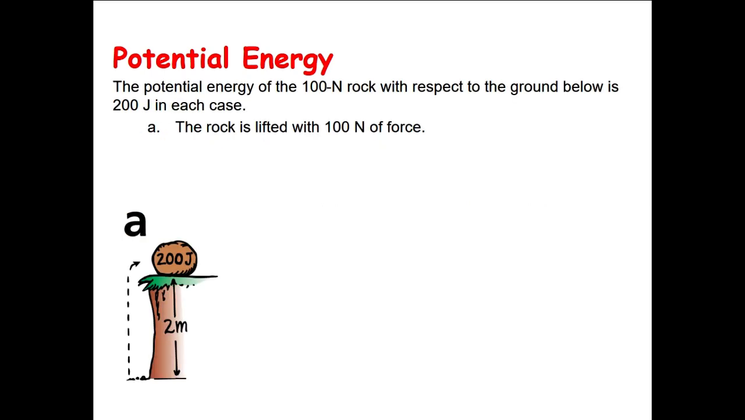If you look at the picture in part A, there is a rock, and this rock is raised above the ground a height of 2 meters. The weight of this rock is 100 Newton. So in this case, the amount of work done in lifting the object is 100 Newton multiplied by the height, which is 2 meters, and this gives us 200 joules of work. Now, this amount of work will be stored in the object as gravitational potential energy.